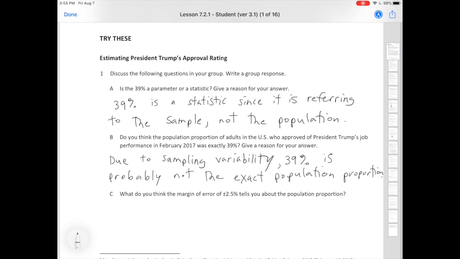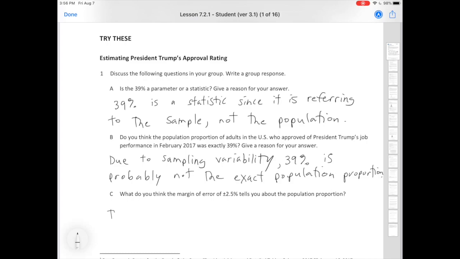Okay, so part C. What do you think the margin of error of plus or minus 2.5% tells you about the population proportion? So we haven't really talked about margin of errors, but we're going to start focusing on that term quite a bit, and then you guys will even be able to come up with your own margin of error. The margin of error, you want to think about the fact that this 39% is probably not perfect, but it's correct within some cushion, right? Some cushion. And the margin of error is exactly that cushion.